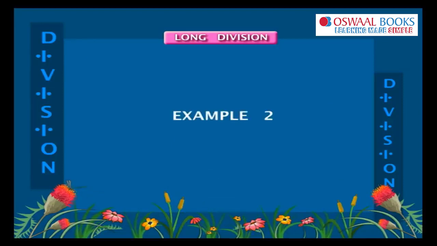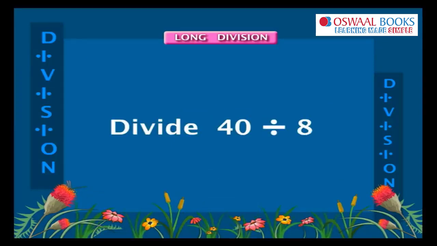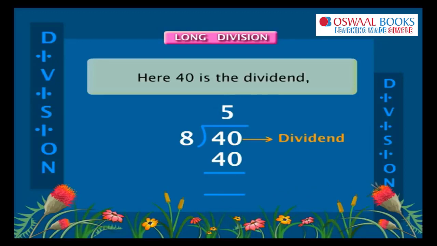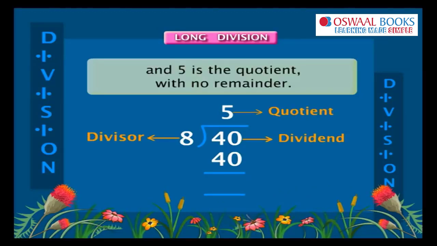Example 2. Divide 40 by 8. Use 8 tables here. 8 fives are 40. Here, 40 is the dividend, 8 is the divisor, and 5 is the quotient, with no remainder.